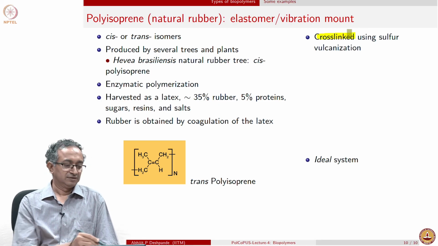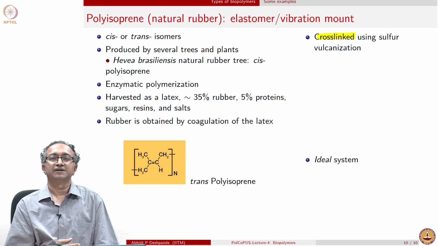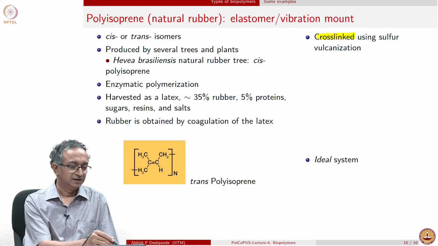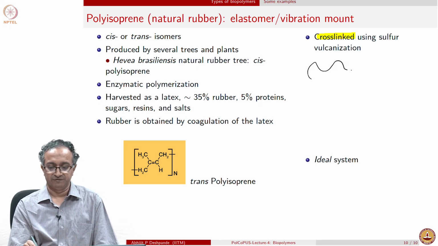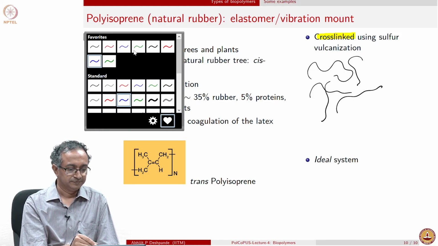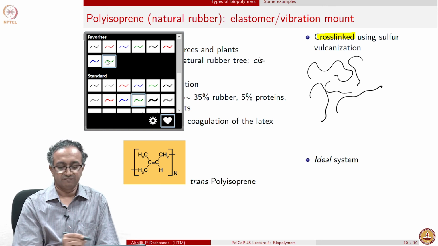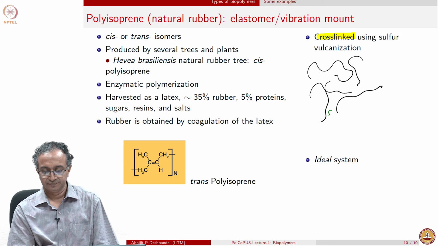What is cross-linking? It is basically using sulfur to vulcanize, and this is something of course you might have learnt about from school onwards. So, if you have these rubber chains which are isolated, what you can do is incorporate sulfur and combine.